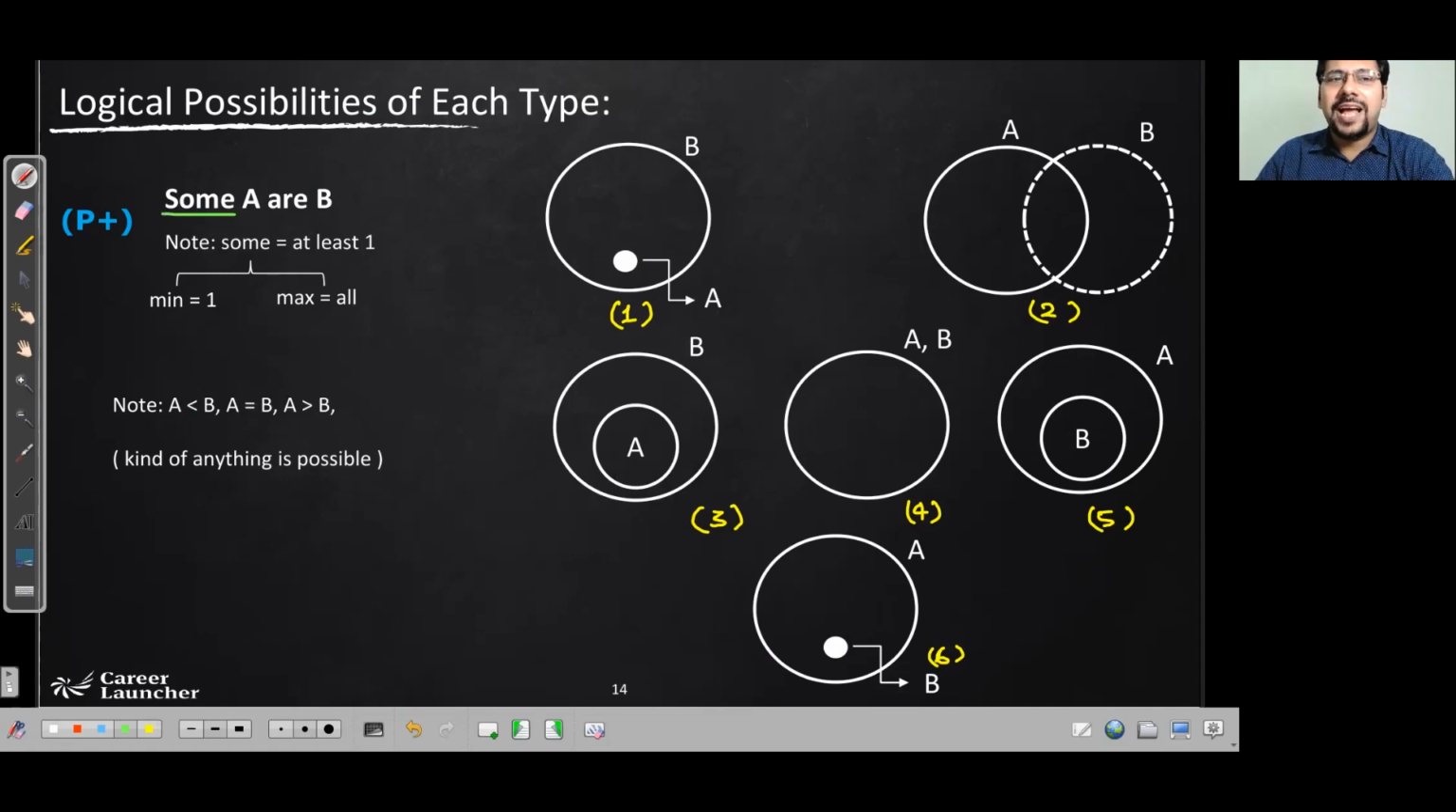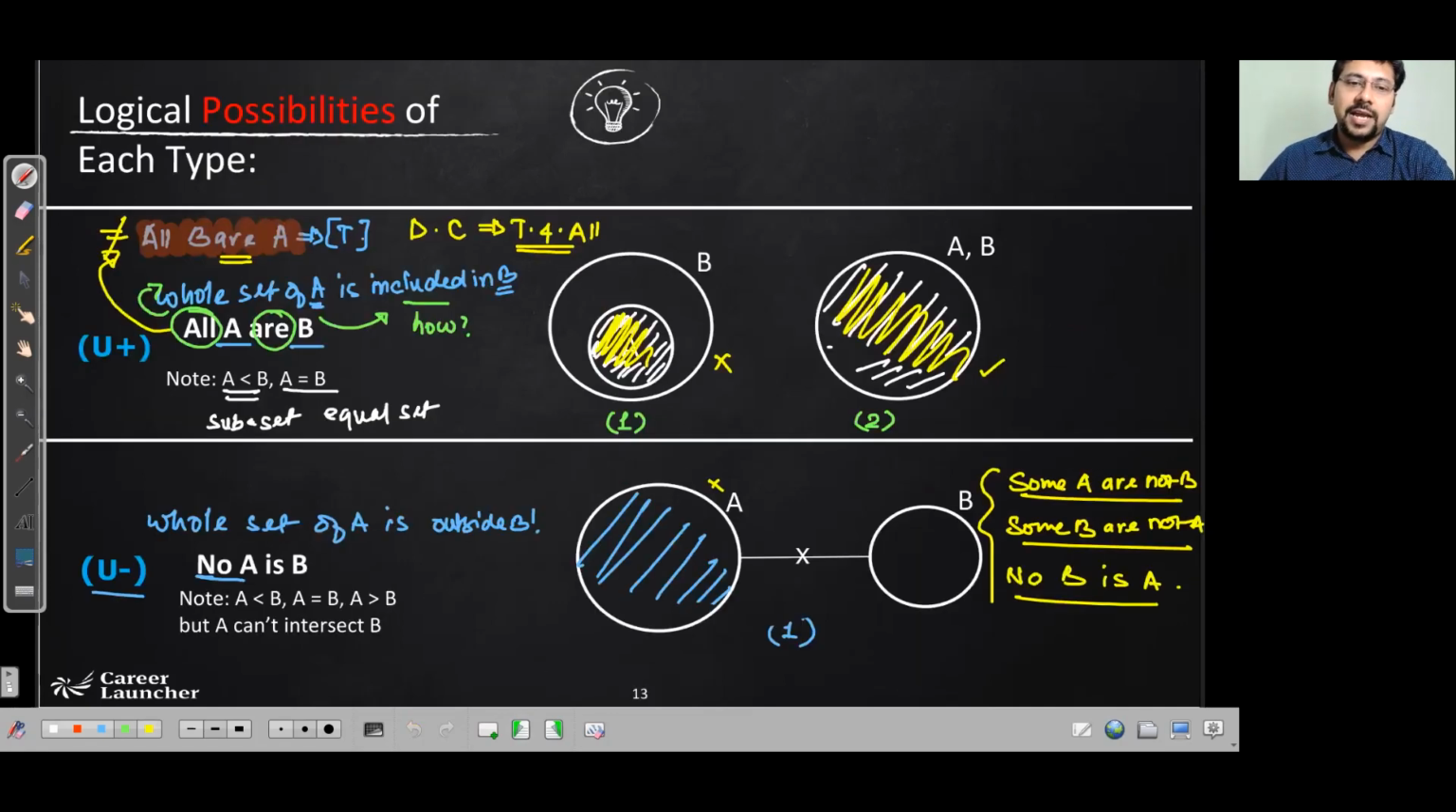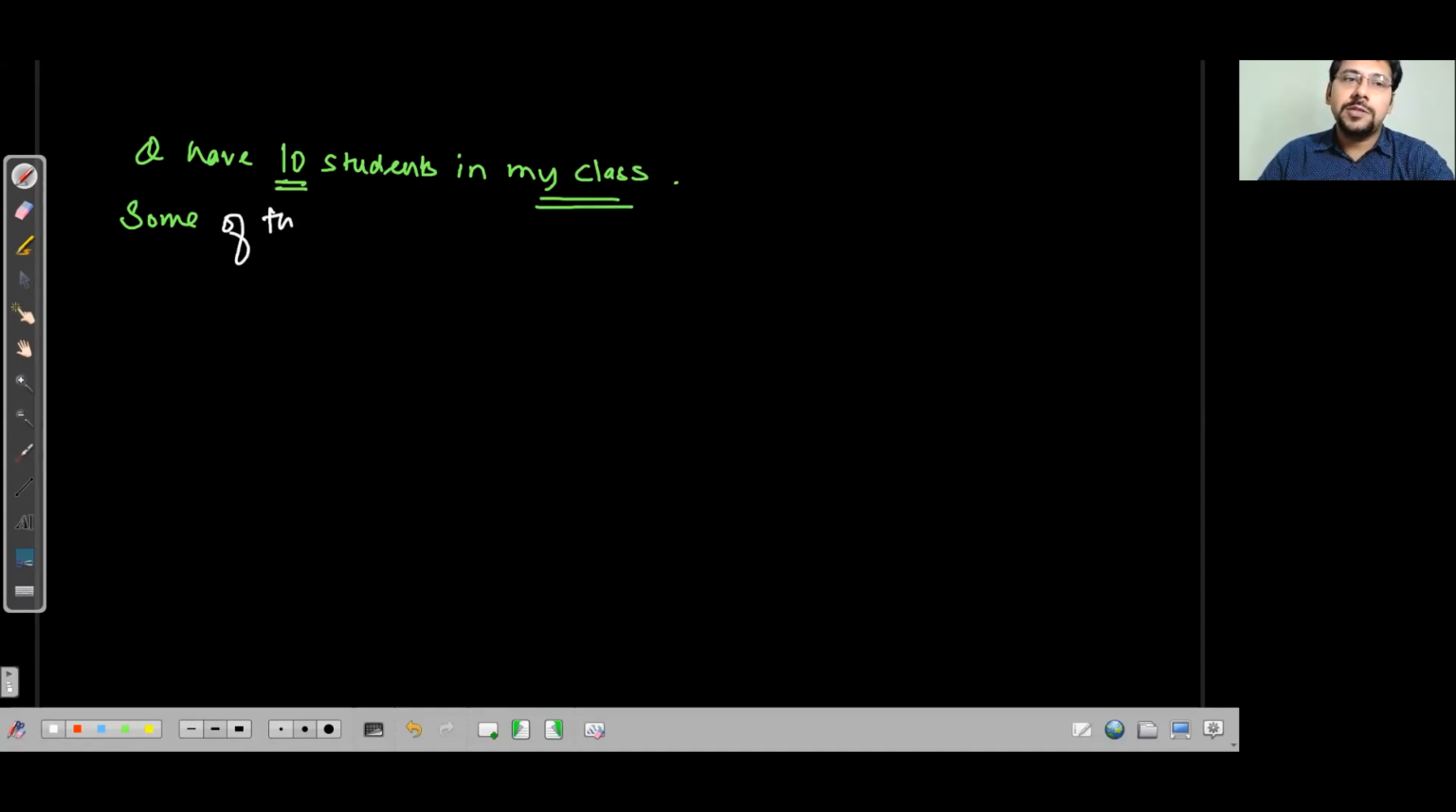"Some" in logic actually denotes at least one. Now, in my classes, I explain to my students like this. For example, if I say I have 10 students in my class, and I claim in a logic class, probably not in my grammar class, not in my English class, that some of these students are girls.